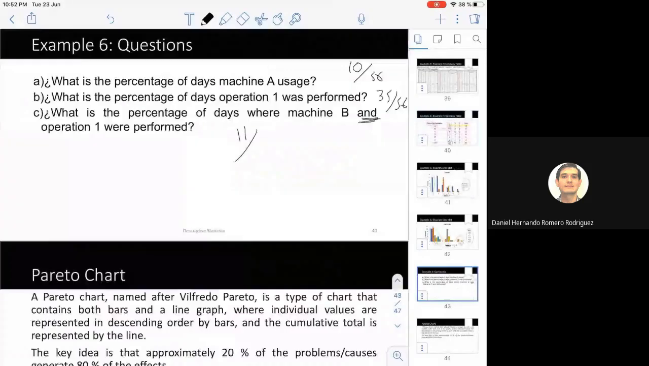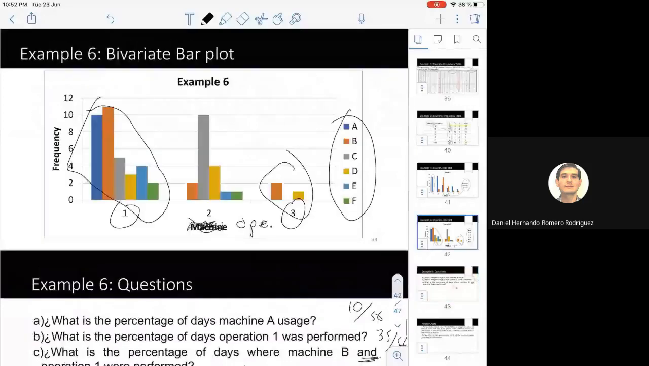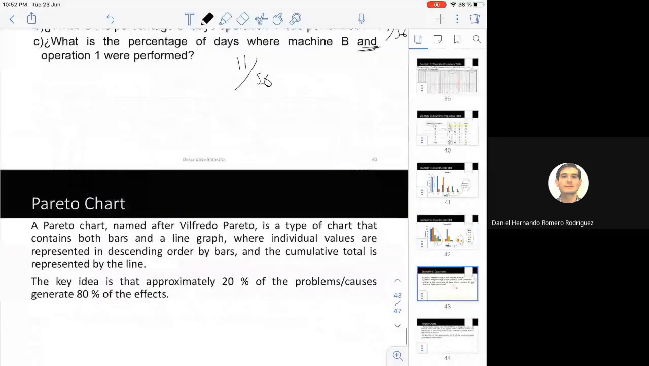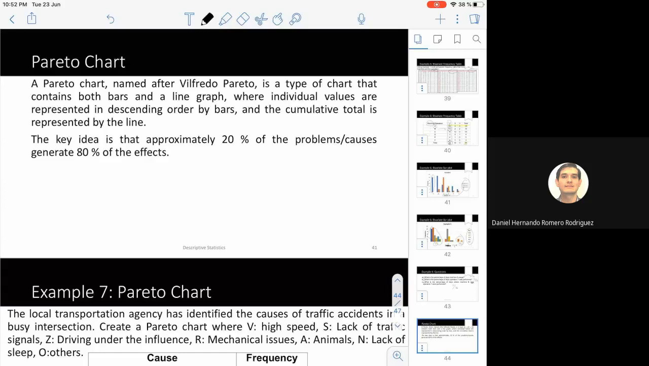So this is an example of how you can use these types of bivariate tables or bivariate plots. All right. So the last plot that we're going to cover in this video is the Pareto chart, which is a mix of two different plots. And let's see what is the purpose of the Pareto chart.